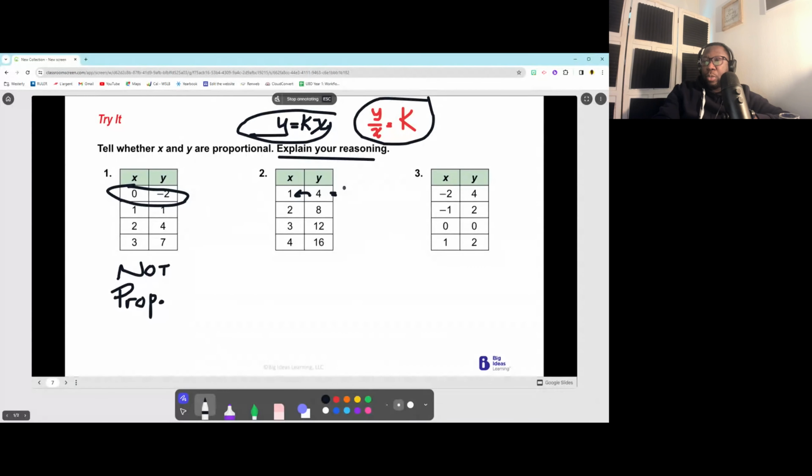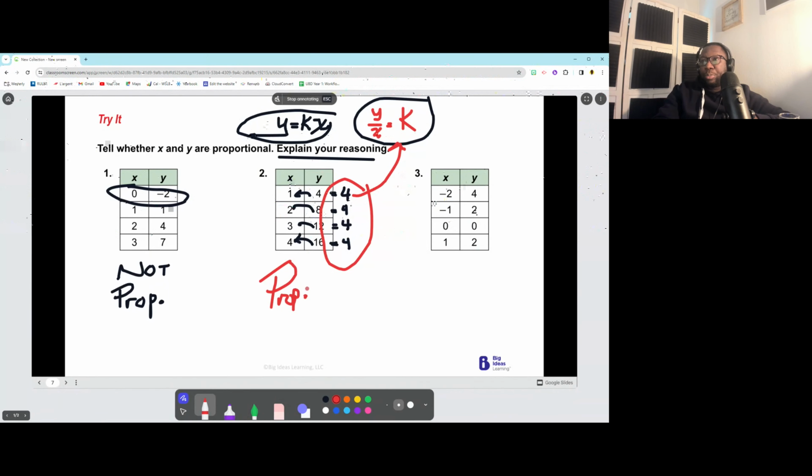So 4 divided by 1 is 4. 8 divided by 2 is 4. That works. 12 divided by 3 is 4. Again, that works. 16 divided by 4 gives us 4. Because these are all the same value, it's all constant. There's a constant of proportionality here. This is proportional.